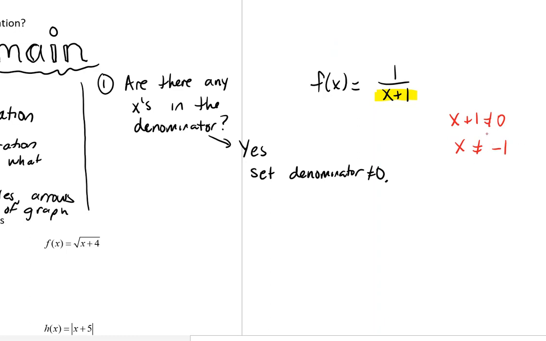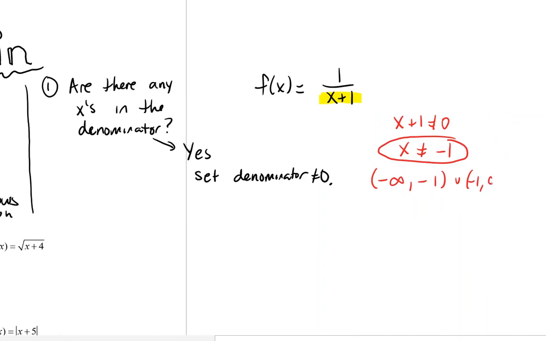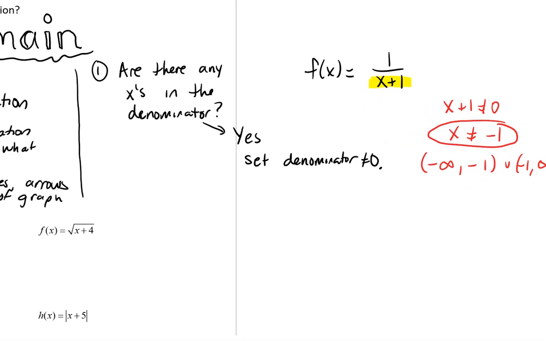So my domain would either be written like this as inequalities, or we could go in intervals as negative infinity to negative 1, and negative 1 to infinity. So we're basically just excluding that negative 1.